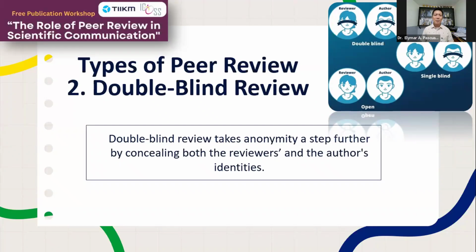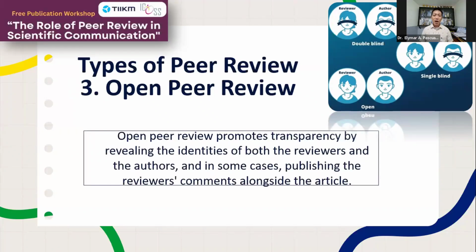The last type of peer review, next slide, the open peer review. Open peer review promotes transparency by revealing the identities of both the reviewers and the authors, and in some cases, publishing the reviewers' comments alongside the article. This method fosters accountability, encourages respectful and constructive feedback, and allows the academic community to engage more deeply with the review process.